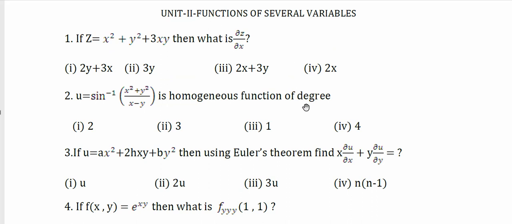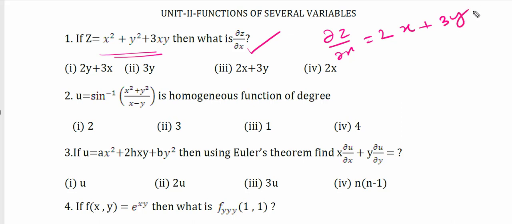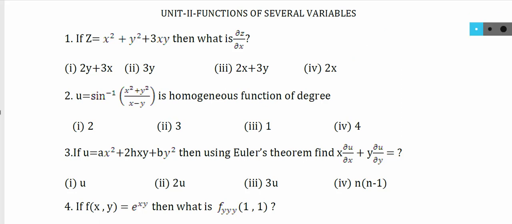So next unit, functions of several variables. For functions of several variables, we just have to differentiate z with respect to x. So dou z by dou x is 2 times x plus 2 times x plus y square gives 0, 3y. So this is the answer. 2x plus 3y is our answer. So these are the basic concepts only.